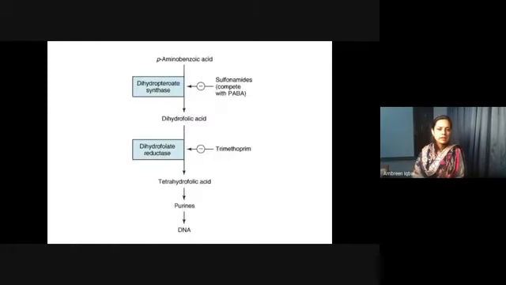You can see in this figure, the para-aminobenzoic acid converts into dihydrofolic acid with the help of dihydropteroate synthetase enzyme, and sulfonamides inhibit here. Next, in the coming few slides, we are going to discuss trimethoprim, which inhibits the dihydrofolate reductase and thereby inhibits the conversion of dihydrofolic acid to tetrahydrofolic acid.